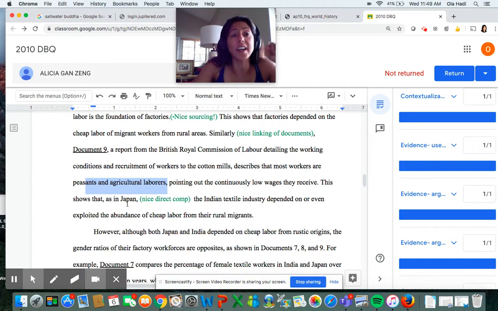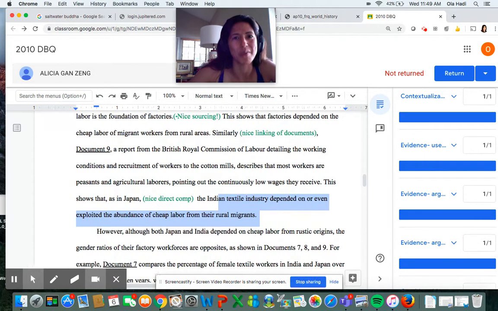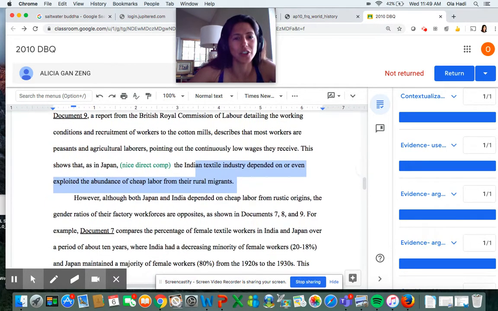"This shows that, as in Japan, the Indian textile industry depended on or even exploited the abundance of cheap labor from their rural migrants." I really like how she does this. She's really underscoring, highlighting, emphasizing this is a similarity. It's a nice direct comparison. Excellent, very well written. Good job.